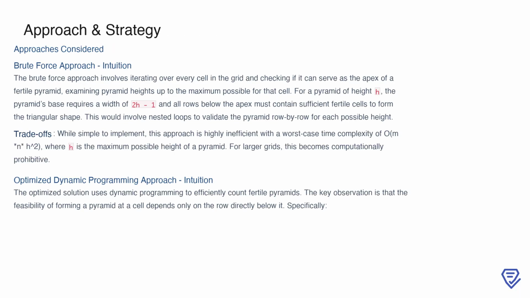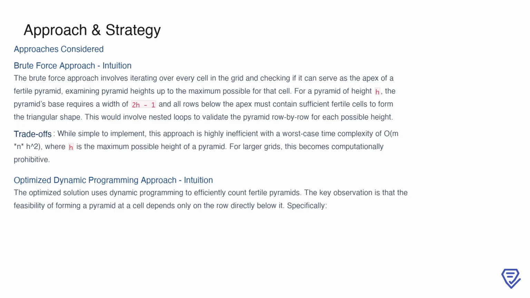When tackling this problem, we first considered a brute force approach. The intuition here is straightforward. For every cell in the grid, we check if it can serve as the apex of a fertile pyramid. To do this, we evaluate pyramid height starting from 1 and going up to the maximum possible height for that cell. For a pyramid of height h, its base would require a width of 2h+1, and all rows below the apex must have enough fertile cells to form this triangular structure.